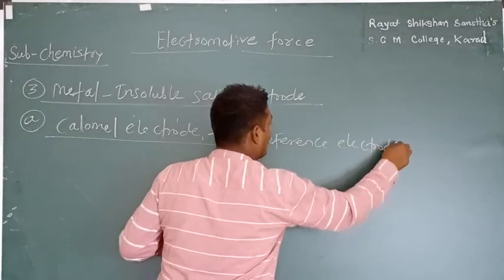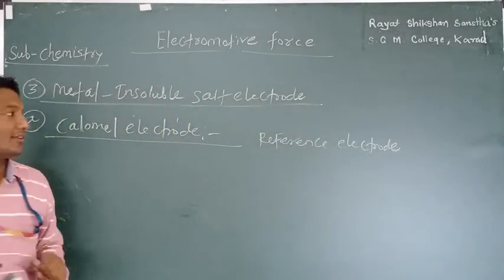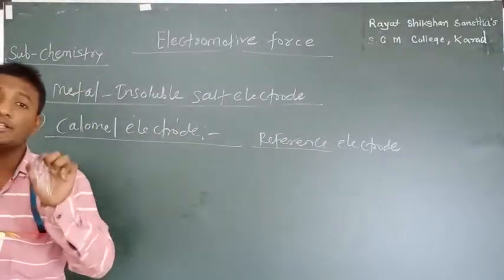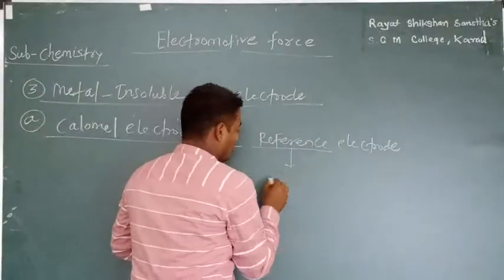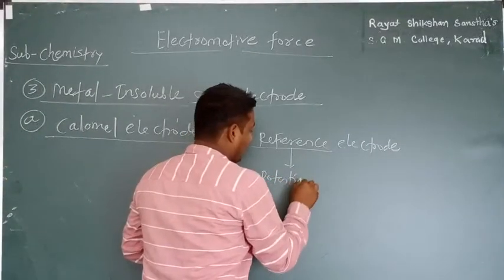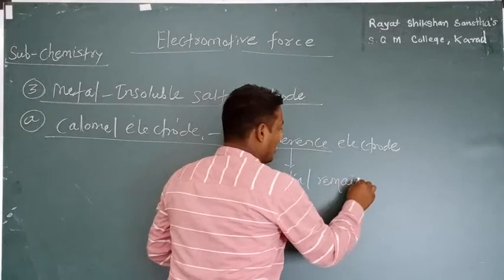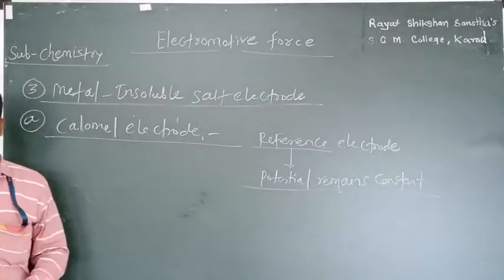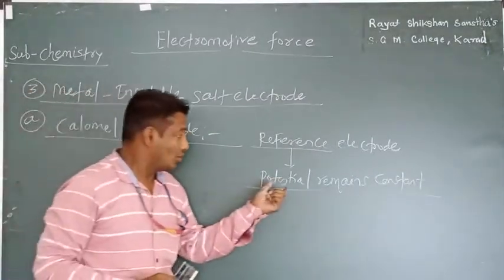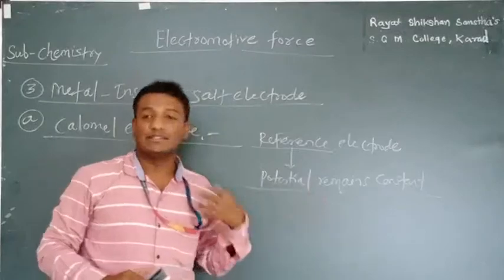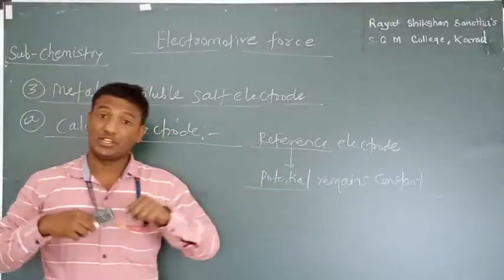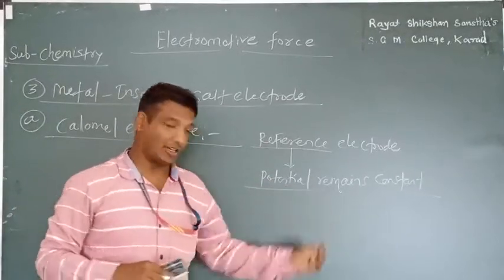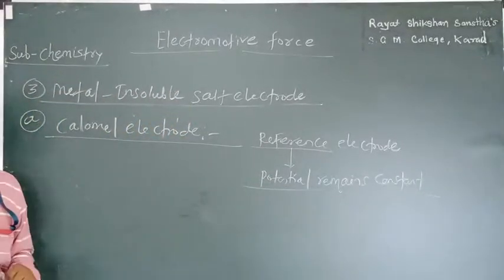There are two types of electrode. One is the indicator electrode, second is the reference electrode. What is the meaning of reference electrode? The electrode whose potential remains constant. That is called a reference electrode. And what is an indicator electrode? Whose potential varies, whose potential changes. That is called an indicator electrode. And reference electrode means whose potential remains constant. So the calomel electrode is used as a reference electrode.